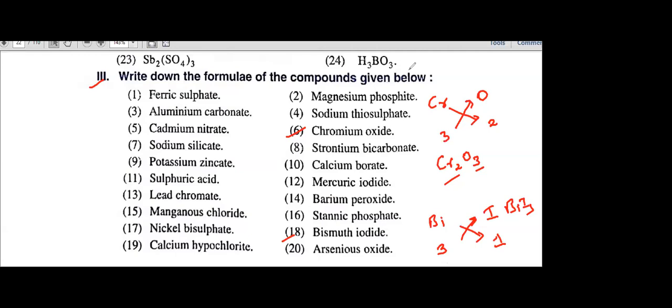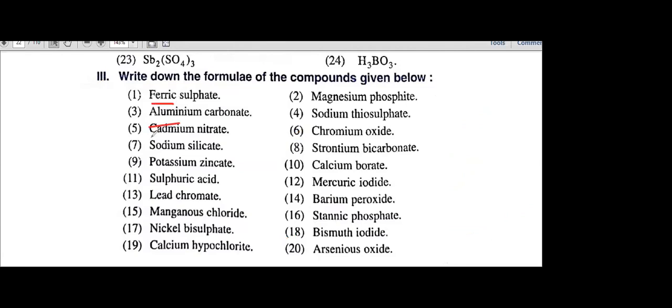Tanushree, you have to remember, right? You have to see which are cations and which are anions. Usually the first part is the cation. Cations are written first, then anions are written. Clear? So cations are always written first, then anions. But you have to identify that sodium is cation, potassium is cation, right?